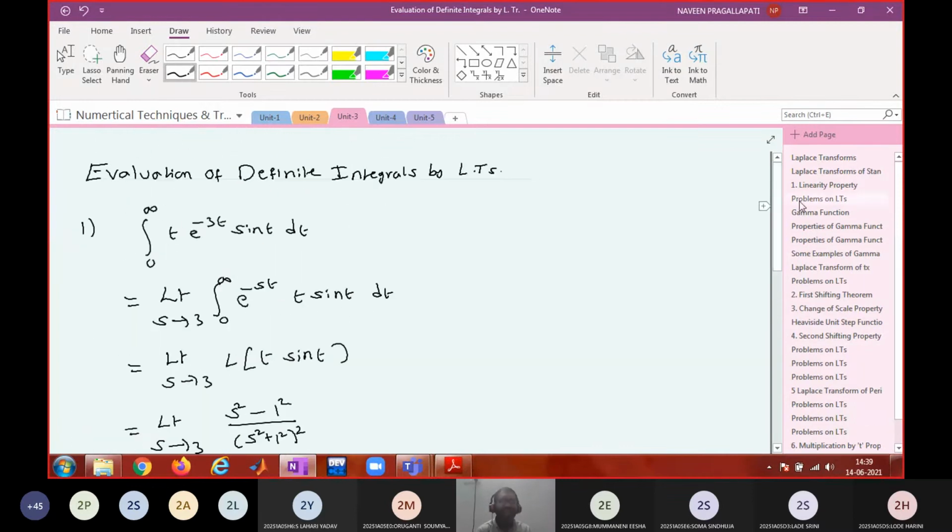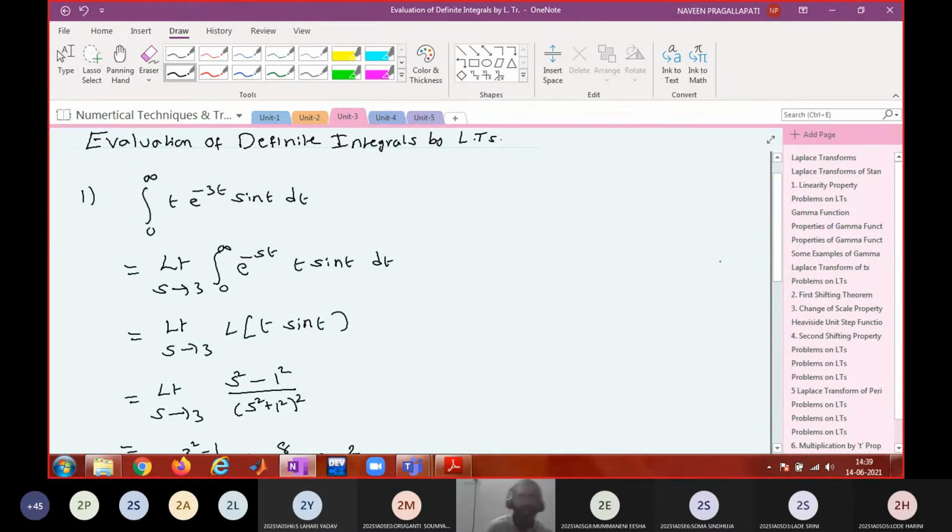So like this I can create n number of problems. The only thing is, in the exponential function, instead of s you have some constant. If you have a constant and you are asked to evaluate this integral, here the question is not to find the transform, the question is to evaluate the integral. So rewrite that integral as a limit of a Laplace transform and then find it.